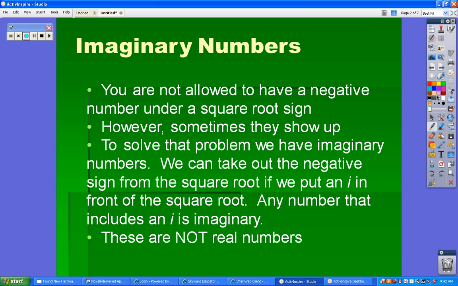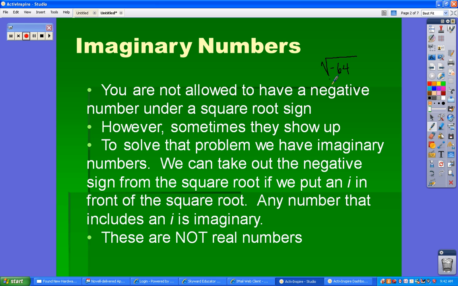Okay, so what's an imaginary number? Well, here's the deal. You are not allowed to have a negative number under a square root sign. Somebody asked me this yesterday actually. When we did the quadratic formula, what would happen if something like negative 64 showed up underneath the square root? That will sometimes happen when you use the quadratic formula especially.